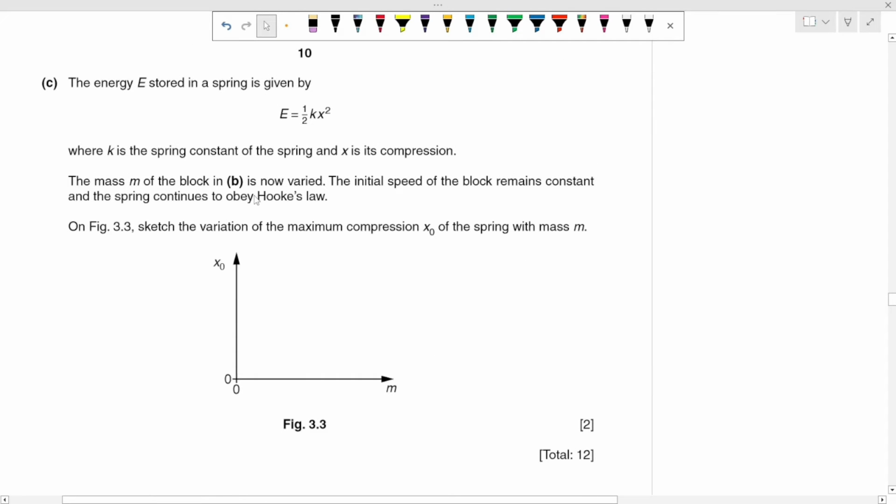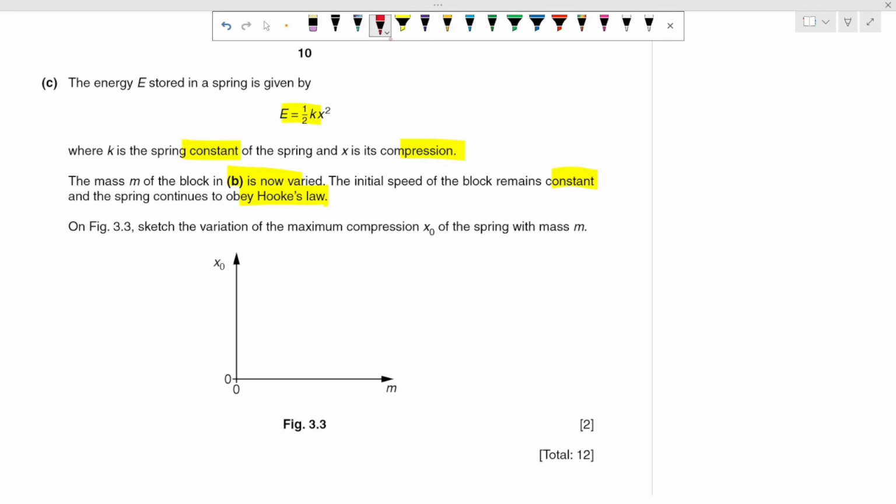E. The energy stored in the spring is given by this relationship, where K is the spring constant, X is the compression, right? As the spring is compressed, that compression will just be X, the difference between the final length and the initial length. The mass M of the block is now varied. So we have a bigger block, a smaller block, a bigger block, a smaller block. The initial speed of the block remains constant, and the spring continues to obey Hooke's law. Sketch the variation of the maximum compression X naught with the mass M.